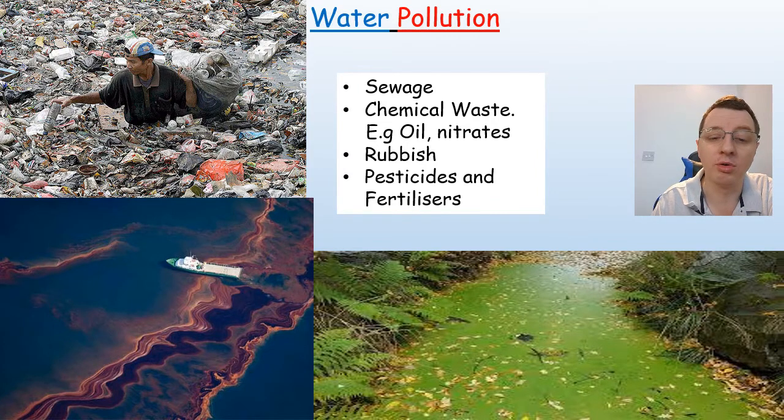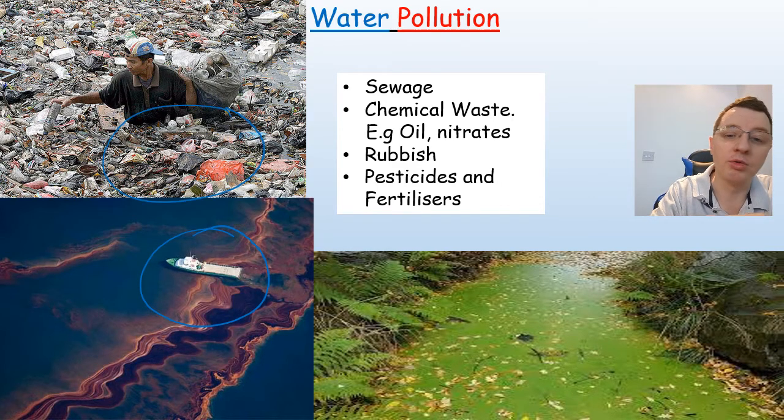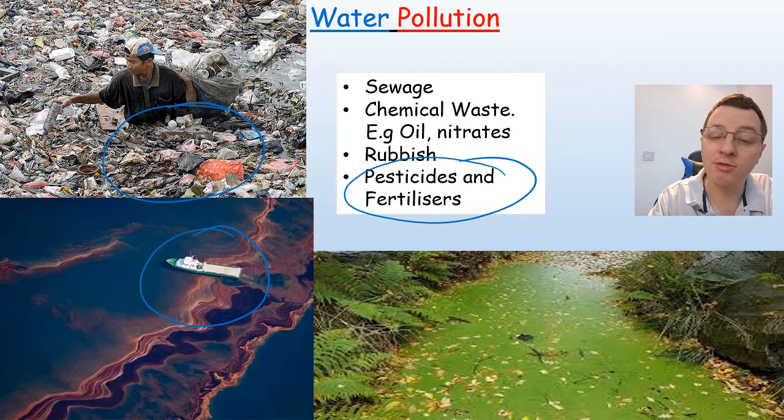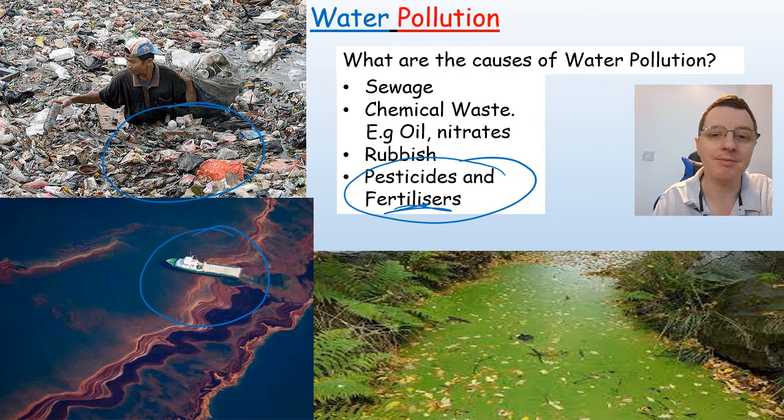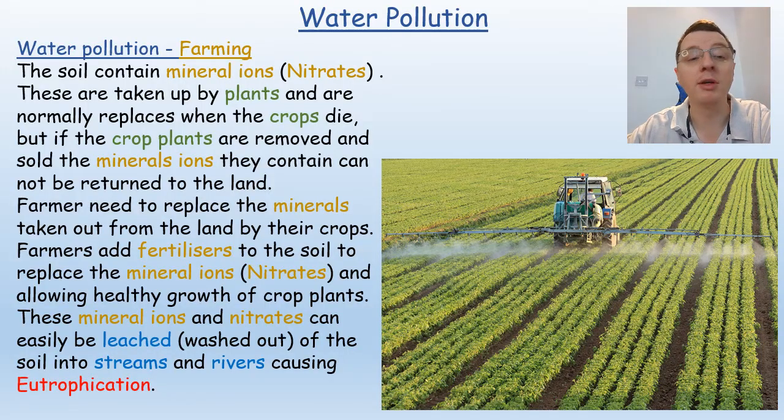What else could cause some of these water pollutions? Well, we've seen here we've got oil or just normal household waste causing pollution, but also pesticides and fertilizers, and in particular fertilizers from farmland can also be linked in with water pollution. So how does farming contribute to water pollution and eutrophication?